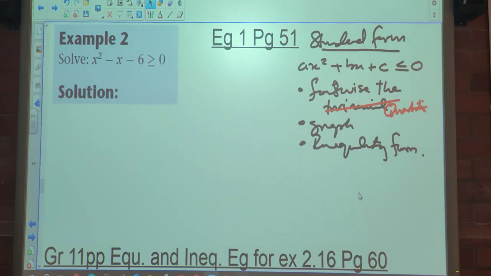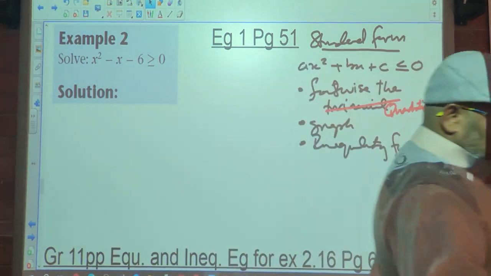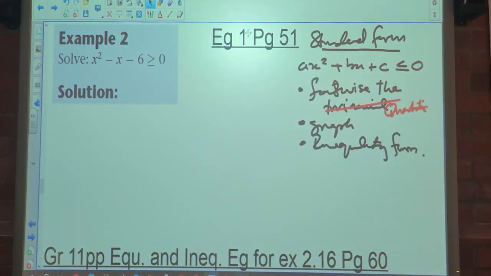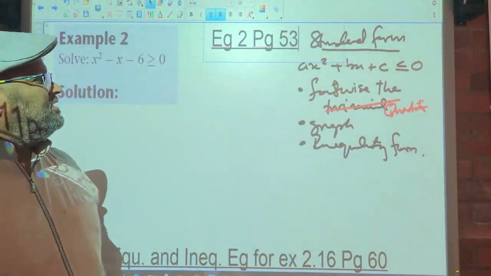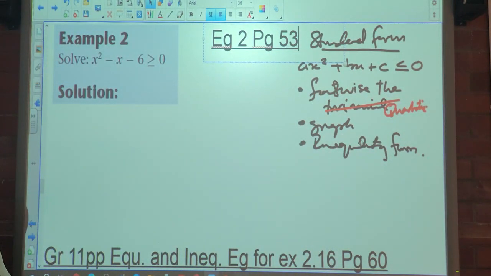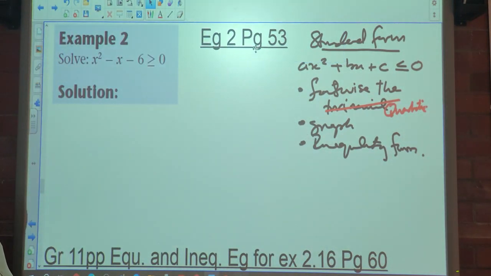People, example 2 is on page 53. So are you awake today, Mr. Kanu? The geometry is making you sleep, you see. So what's that word? What word? Inequality. The inequality form.